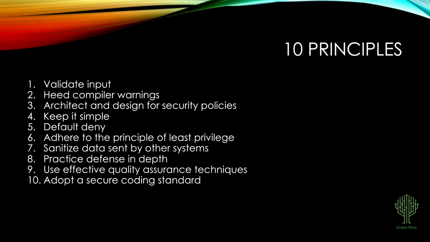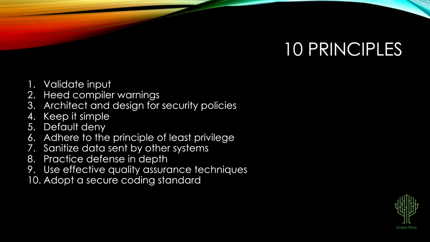Principle 2 is heed compiler warnings. Treat compiler warnings as errors and fix them whenever possible. Compiler warnings can indicate potentially unsafe code that can provide attack vectors to malicious actors. Principle 3 is architect and design for security policies. Integrate security policies into the architecture and design process when building software. Planning proactively ensures that the team is on the same page from the start, and implementing security as a first-class feature is better than fixing it later.